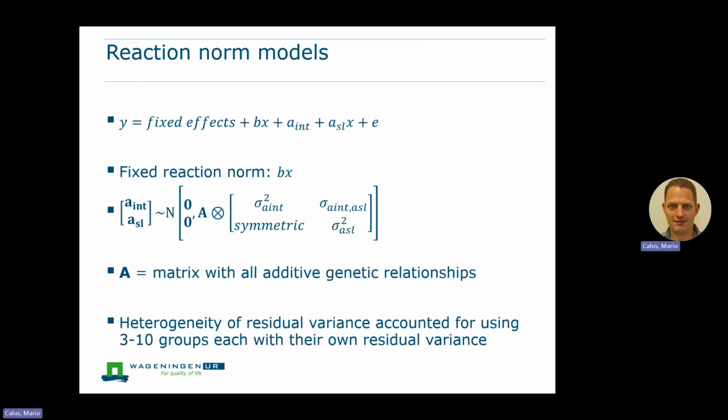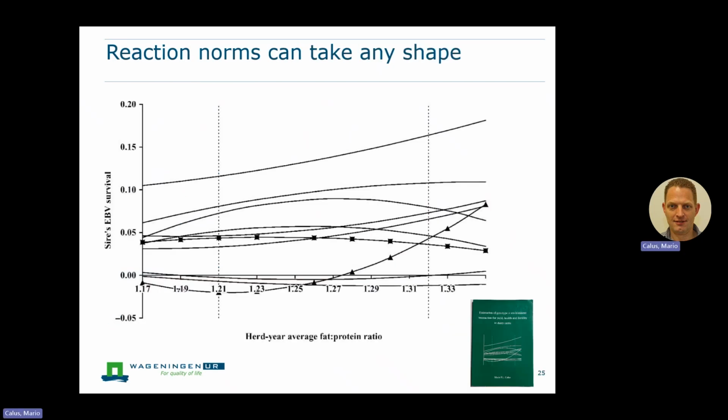What we do in the reaction norm model is typically we would make groups of different environments that have environmental descriptor values close to each other, and then model a separate residual variance for each of those groups. And the number of groups to consider would be typically anywhere between, say, 3 to 10, depending on the amount of data, but also the difference in the environmental descriptor values. And then the reaction norms can take any shape.